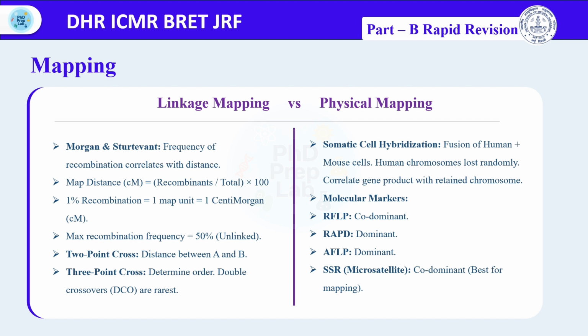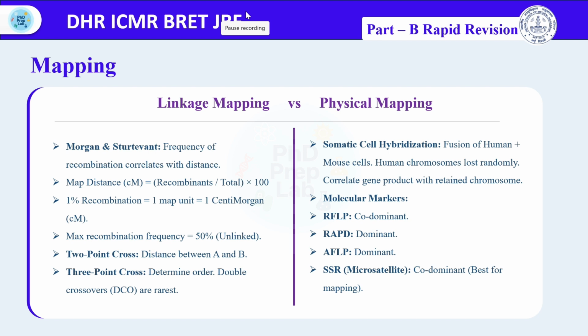Now we have physical mapping. In physical mapping, somatic cell hybridization is there. You fuse human and mouse cells, so it is done using somatic cells. Here we have taken human and mouse cells as examples, and the human chromosome is lost completely. Basically it is to study the gene location, gene expression, and chromosome function. It correlates the gene product with the retained chromosome.